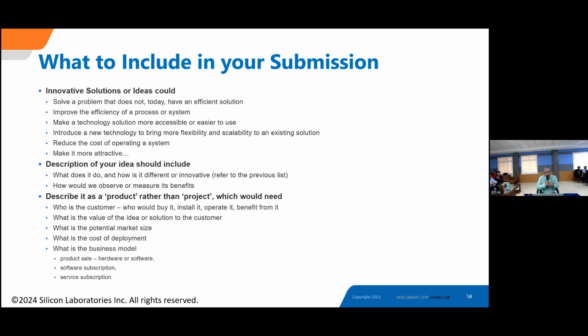Now that you have an idea, that you have described what you want to do, and we want to submit it, your description of your idea should say: what does it do? How is it different? How is it innovative? And how can we measure the benefits? So what is it that you can measure, right? When a solution is deployed or an idea is implemented, the fact that it is doing something good should be measurable. You should mention that.